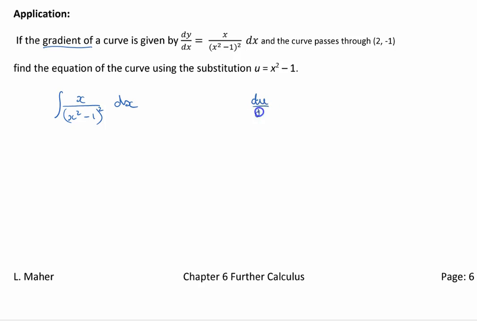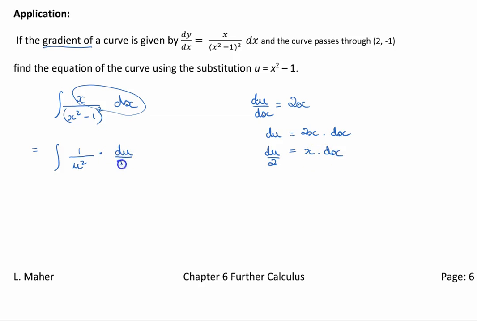If we consider du dx, du dx is actually 2x. Now I don't want the 2 really, so I would like x times dx. So initially I'll just go du is 2x times dx. Now, like I said, I don't want the 2, but I do want x times dx, so I'll divide both sides by 2 and I'll have x times dx. So over here, this then becomes the integral of 1 over u squared times, and the x and the dx can all be replaced with du on 2.